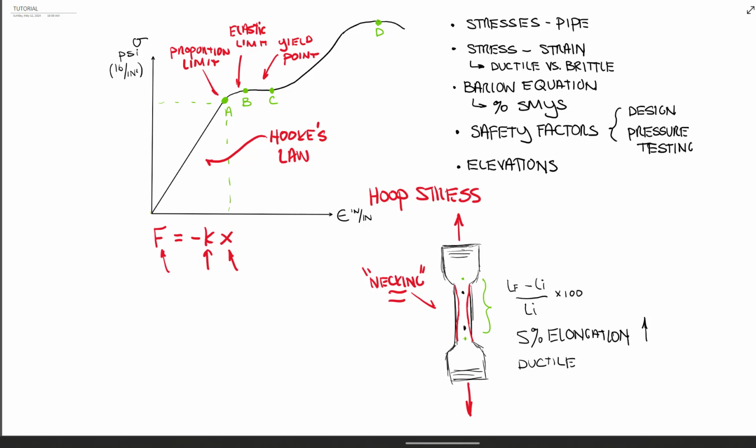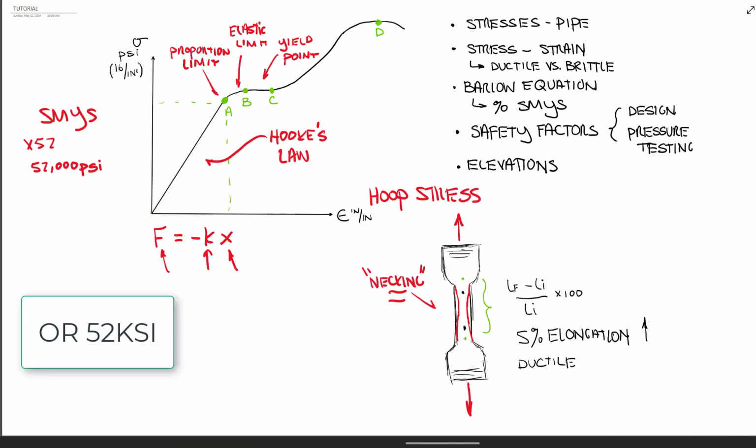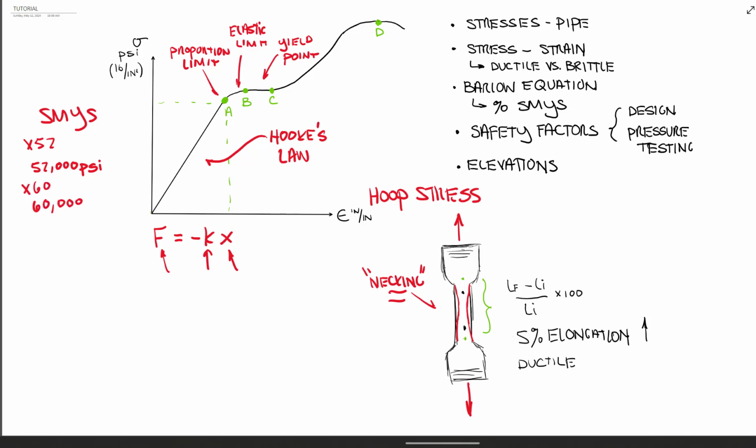So yield point might sound a little bit familiar if you remember SMYS, specified minimum yield strength. All of our piping and fittings has a specified minimum yield strength. So X52 is 52,000 psi. You got your X60, that's 60,000 psi, and so on and so forth. X70. Grade B throws a lot of people off. Grade B is actually 35,000. That's the weakest typical material we deal with. So that's essentially the yield point. The last point on our chart that I want to talk about is called the ultimate tensile strength.